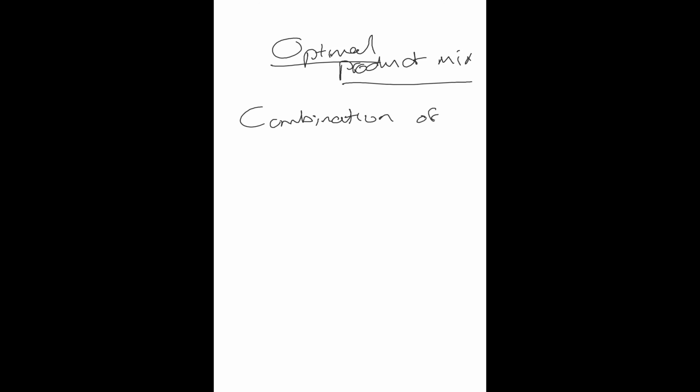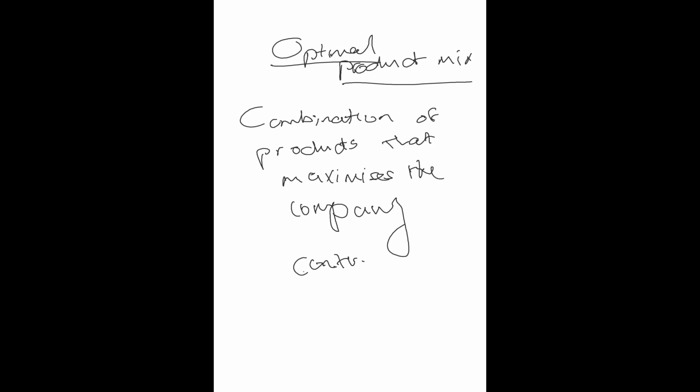And I do not say profit, I said contribution. Because remember what we said about relevant costing, we do not take into account fixed costs. And if you take your sales minus your variable costs, what do you get? A contribution. So an optimal product mix is basically a combination of products that maximizes the company's contribution.